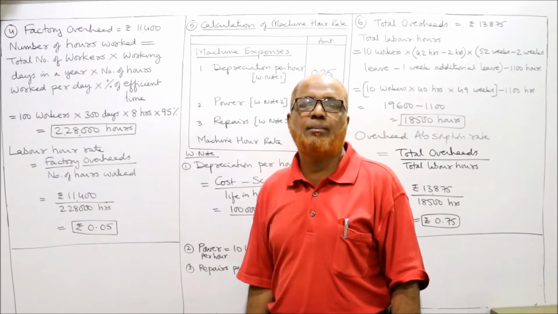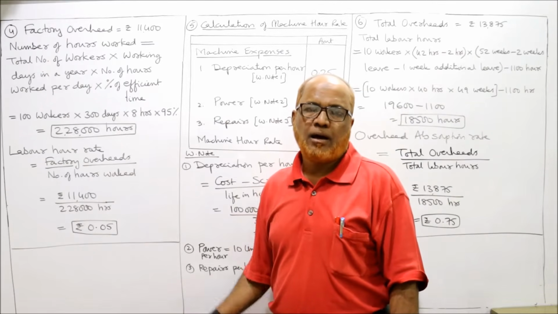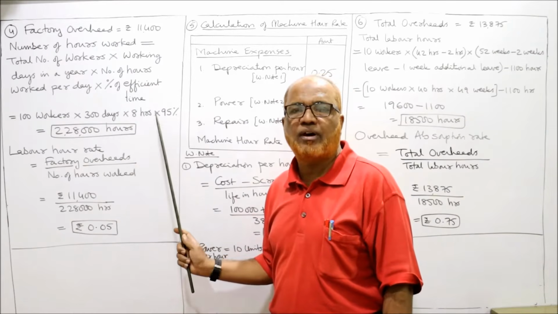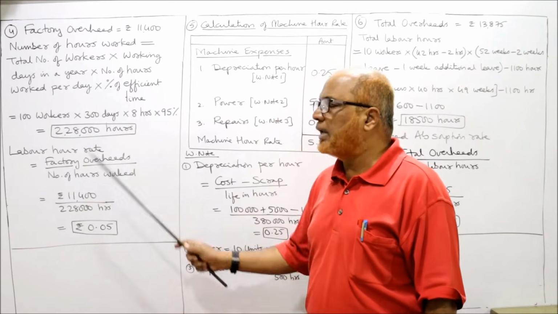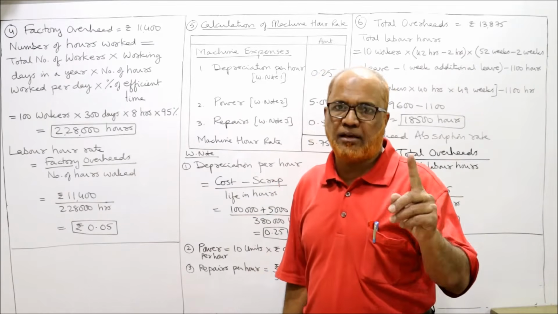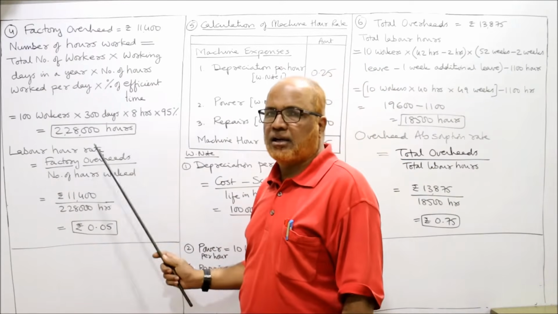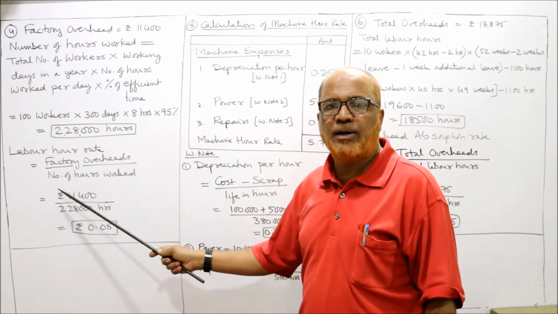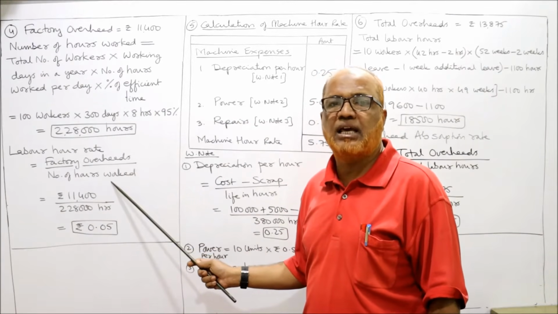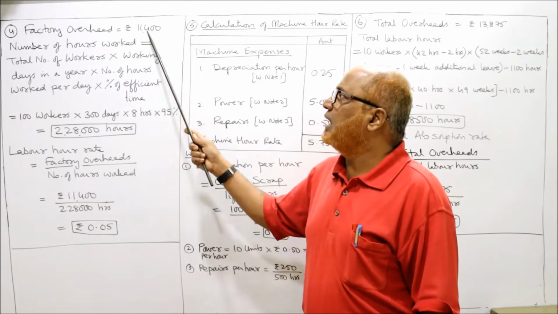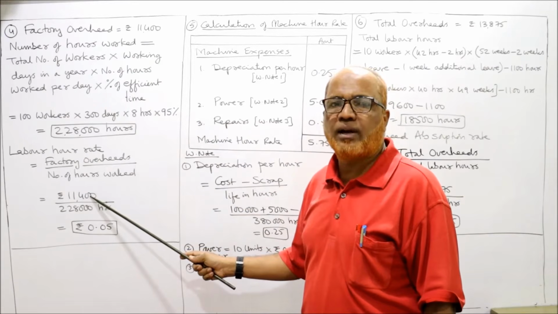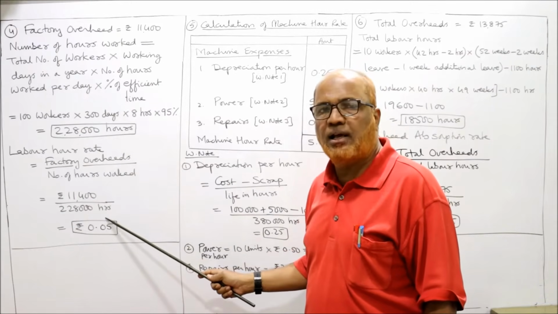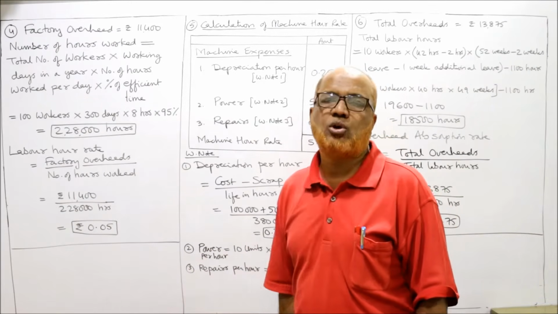How many labor hours worked in one year? 100 workers, 300 days, 8 hours per day into 95% efficiency. So 2,28,000 labor hours per year. Now we need the labor hour rate. The formula for labor hour rate is total factory overheads divided by total labor hours worked in a year. So in 1 year, 11,400 rupees are the factory overhead, and in 1 year total labor hours worked are 2,28,000 labor hours. Divide, you get 0.05.